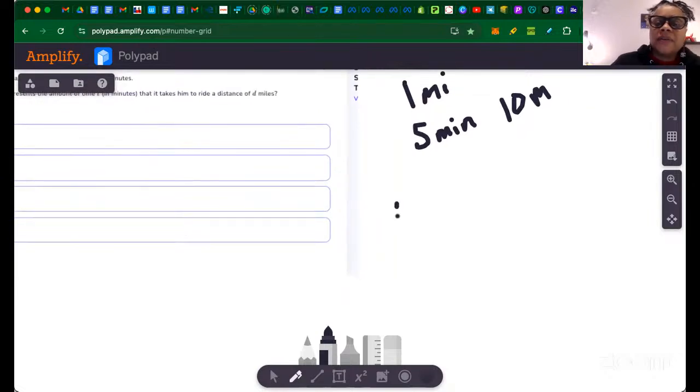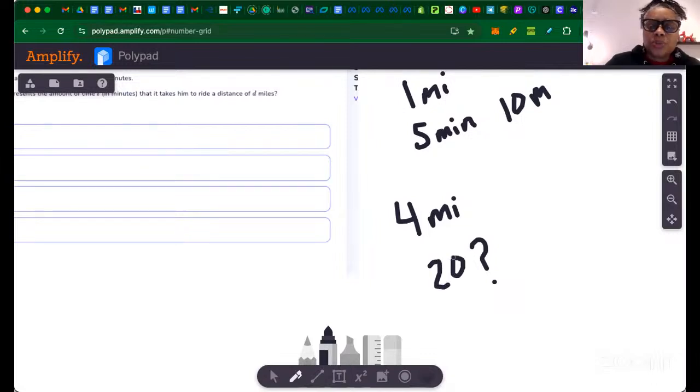Let's do it again. If you go 4 miles, how many minutes is it going to take you to do that? Tell me that. 20. Good. So what did you multiply? 4 miles. What did you multiply? You're close. You said the amount of miles, but you didn't multiply it by minutes. We found the minutes. What did you multiply by?